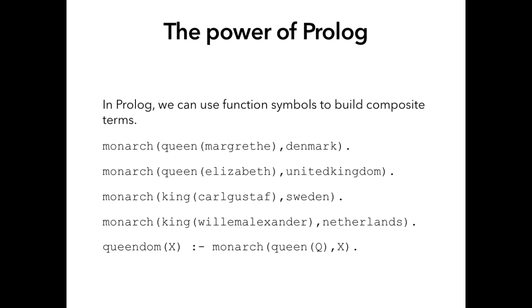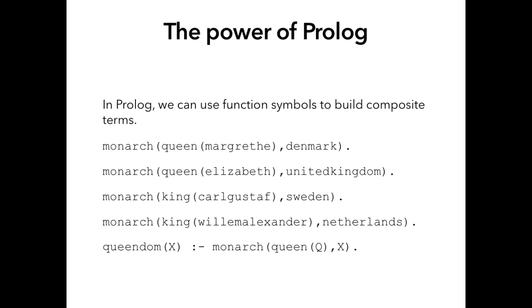Now in Prolog we can use function symbols to build composite terms, and that means that function symbols can also appear anywhere in a clause. They can appear in the head of a clause, and they can appear at interesting places in facts. Here's a tiny program about kings and queens in Europe. First is the fact that Queen Margrethe is the monarch of Denmark, that Queen Elizabeth is a monarch of United Kingdom, King Carl Gustaf is monarch of Sweden, and King Willem Alexander is the monarch of the Netherlands.